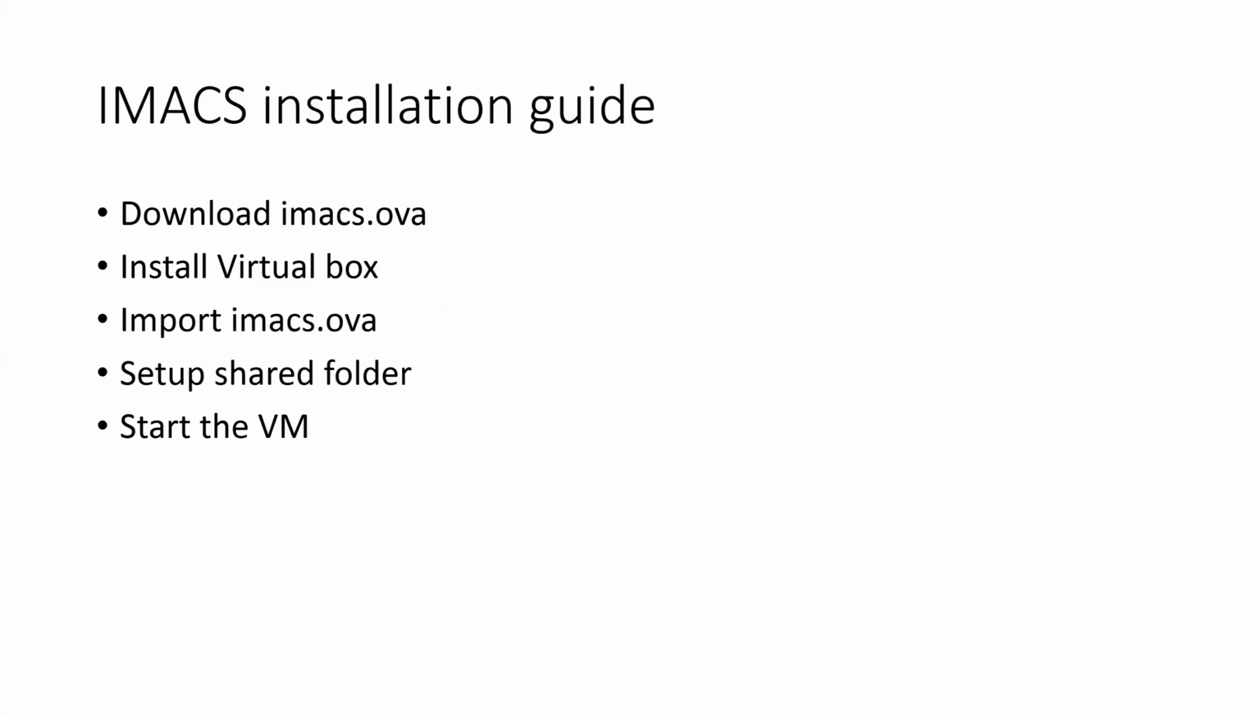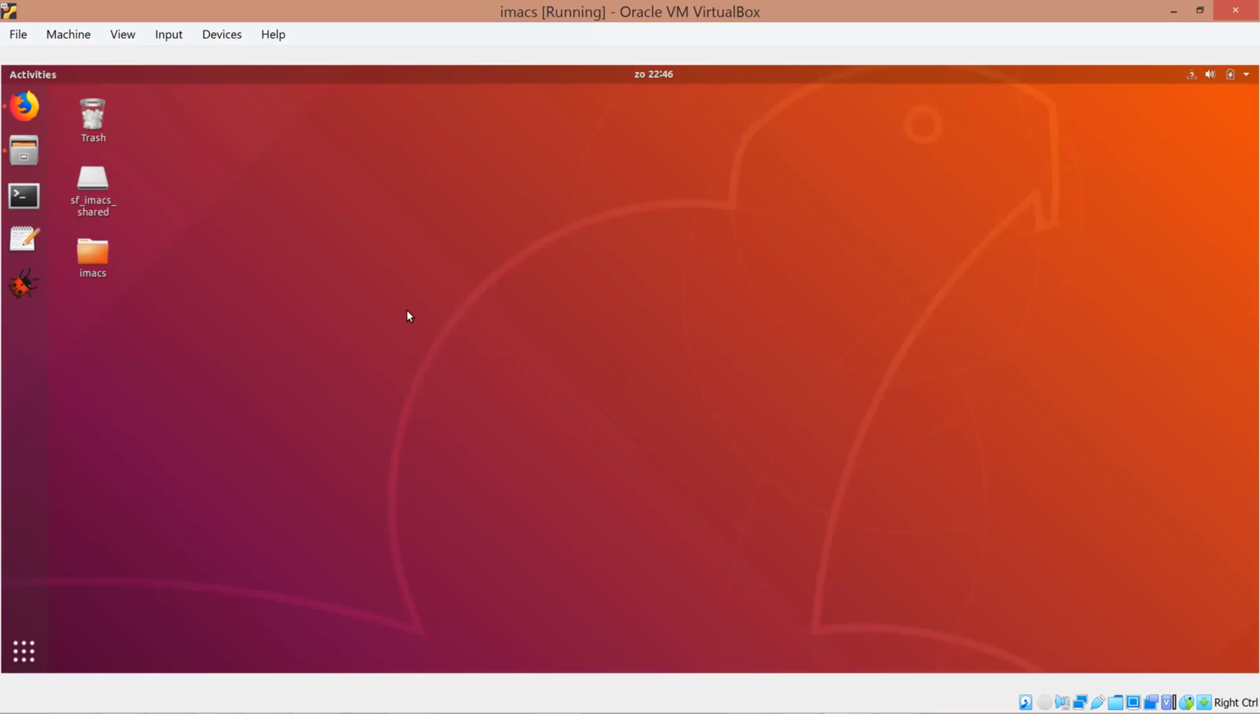Hello everyone. In this video, we will talk about the Emacs virtual machine. I hope you have already installed the virtual machine. After you install and start the virtual machine, you would see a screen like this. All the files for the Emacs framework are located in this folder on the desktop.